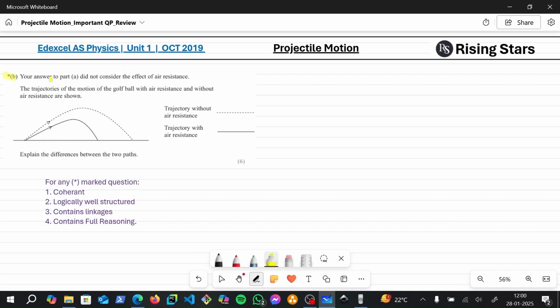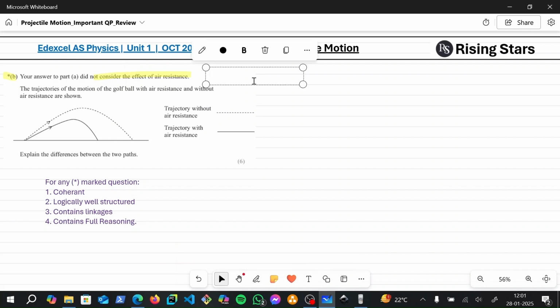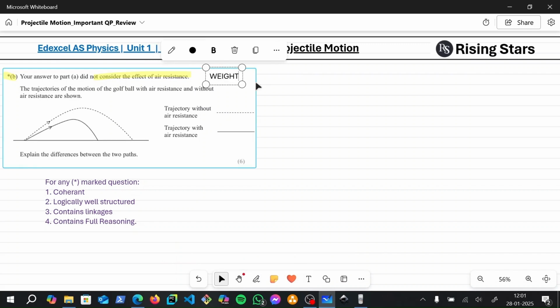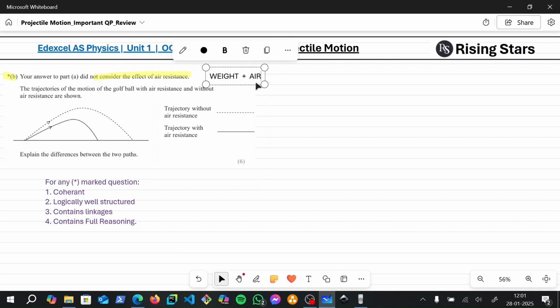Okay, the answer to part A did not consider the effect of air resistance. So we already have seen that in the question we just solved earlier in part A, the air resistance was ignored, so we could easily use the value for acceleration as negative 9.81. The only thing acting there was weight, but now if there is air resistance, weight is not the only thing here. There is also a second force acting on the projectile, that is air resistance. So weight plus air resistance.